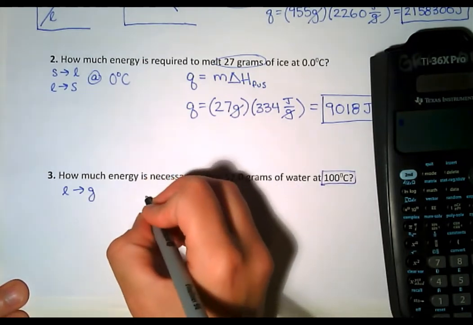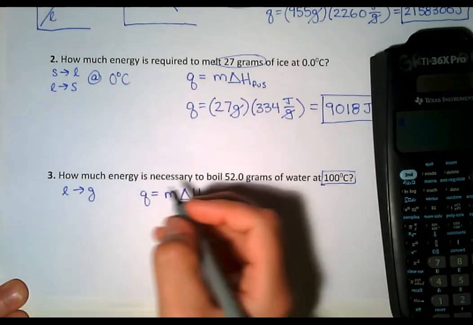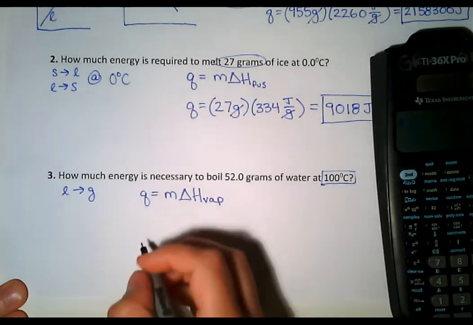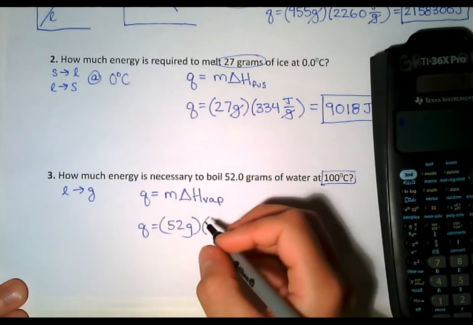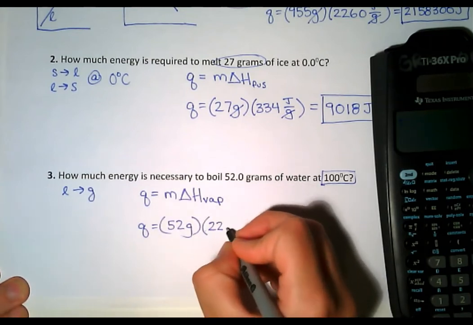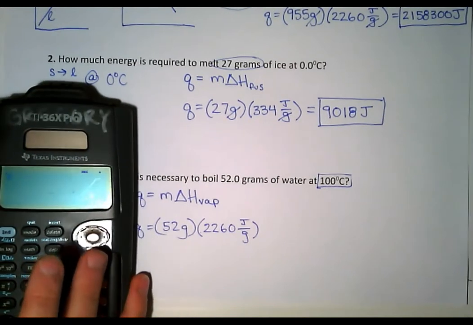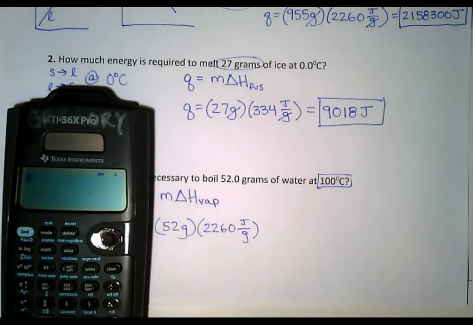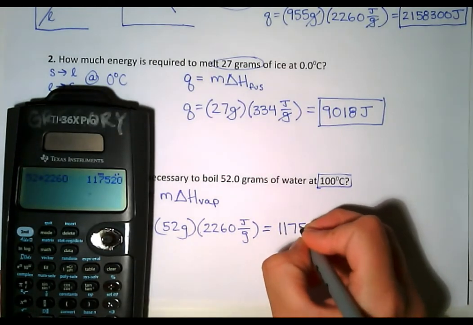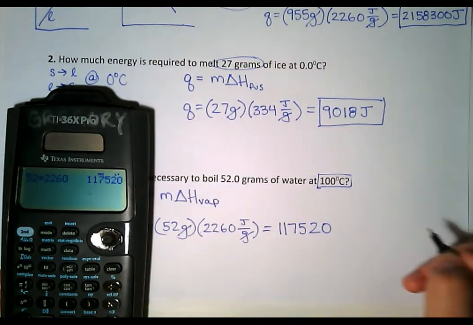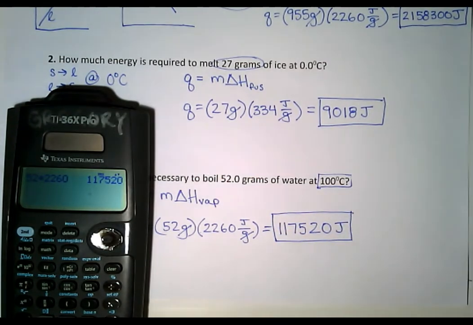So we're going to do Q equals the mass of water times delta H, and since we're going liquid to gas, we use vaporization. So Q equals 52 grams times our delta H of vaporization, which is 2260 joules per gram. So now let's type this into our calculator. We have 52 times 2260, and that gives us 117520. And of course our grams cancels out, and we are left with just joules. Box that answer as well.